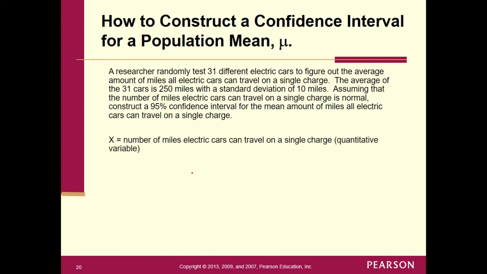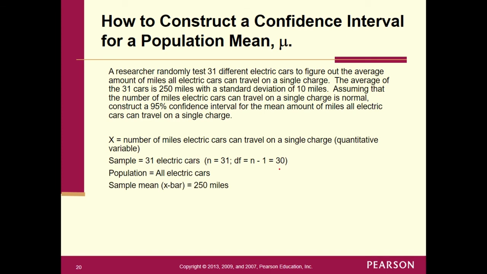So what's x? X is equal to the number of miles electric cars can travel, right? That's quantitative. Thus, we're looking at means, not proportions. Sample size is 31. That means our degrees of freedom is 30. Population then means all electric cars. Sample mean is x bar, right? 250. Sample standard deviation, 10.